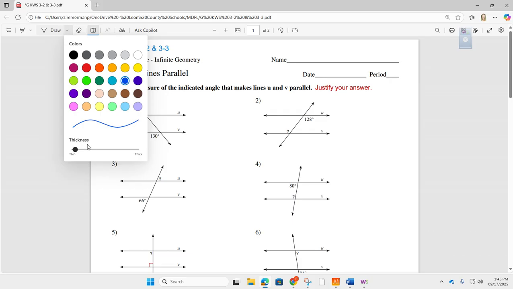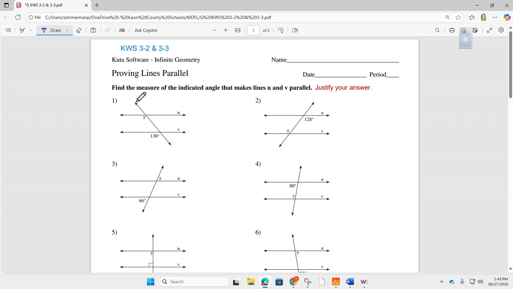Okay, so the directions say to indicate the angle that makes the lines parallel. Well, these angles are indicated with a question mark and 130 degrees. How are they corresponding angles? And we know that these lines are parallel, so these corresponding angles would be what? Congruent or complementary? Congruent. To be congruent means they have the same measure. So if this one is 130, then this one is 130. And our justification is corresponding angles are congruent.